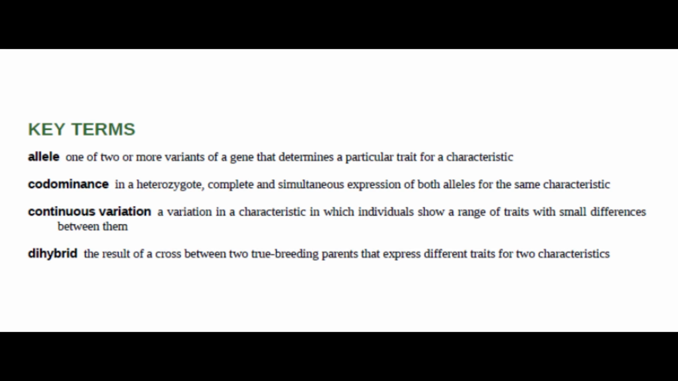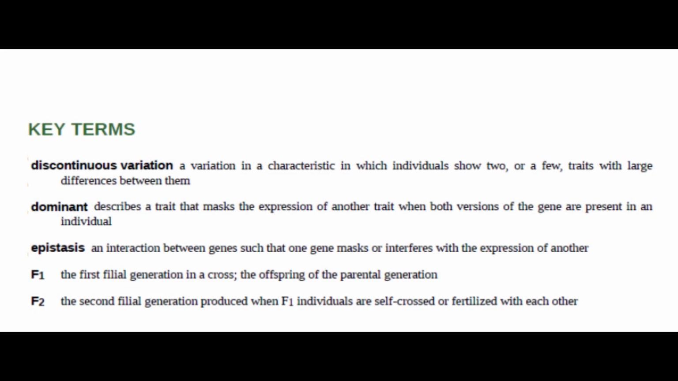Dihybrid. The result of a cross between two true breeding parents that express different traits for two characteristics. Discontinuous variation. A variation in a characteristic in which individuals show two or a few traits with large differences between them. Dominant. Describes a trait that masks the expression of another trait when both versions of the gene are present in an individual. Epistasis. An interaction between genes such that one gene masks or interferes with the expression of another.